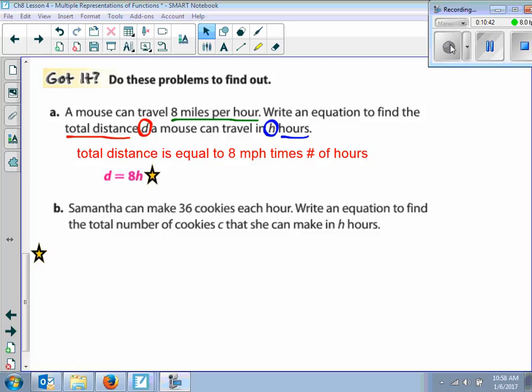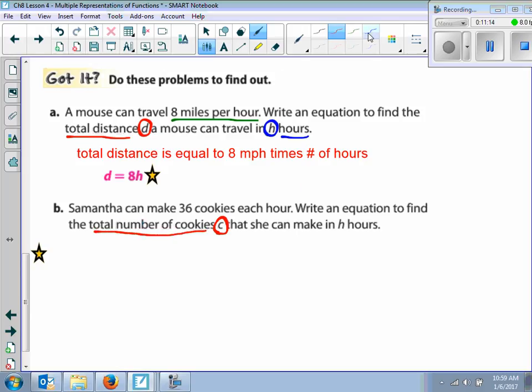Example B says Samantha can make 36 cookies each hour. Write an equation to find the total number of cookies, C, that she can make in h hours. So the first thing we want to do is define our variables. All right. So what are our variables? What do you think? C for cookies, H for hours. All right. So we've got C for the total number of cookies, and we have H for the number of hours that she's going to be baking, right?